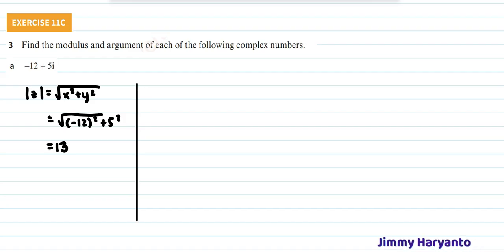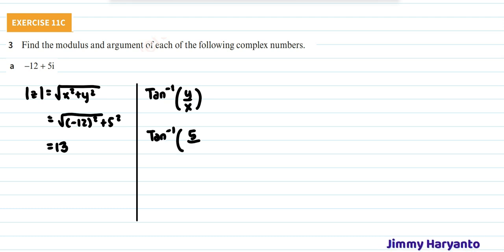Next is the argument. For the argument, you have to find the basic angle first using tan inverse y over x. The formula is y over x. So tan inverse, y is 5, x equals 12. That means, wait, let me calculate it first. It's 0.395. Okay, it should be in radians, so set up your calculator in radians.